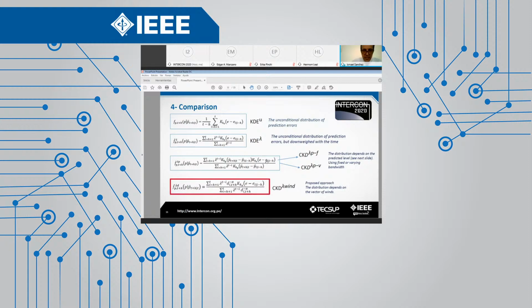So the density error is weighted by how close those historical data are to your prediction and how risky that information is. Here I have built two competing predictors depending on the bandwidth, a parameter of the non-parametric estimation, which is fixed or varies. So I have these four competitors, where only mine is conditioned to a whole vector of wind speed predictions.